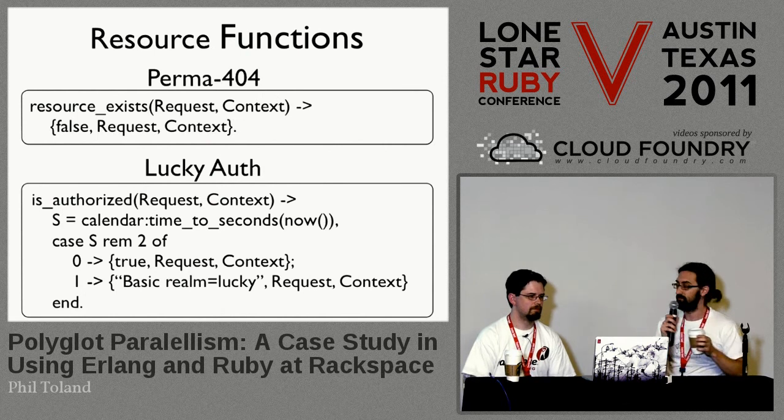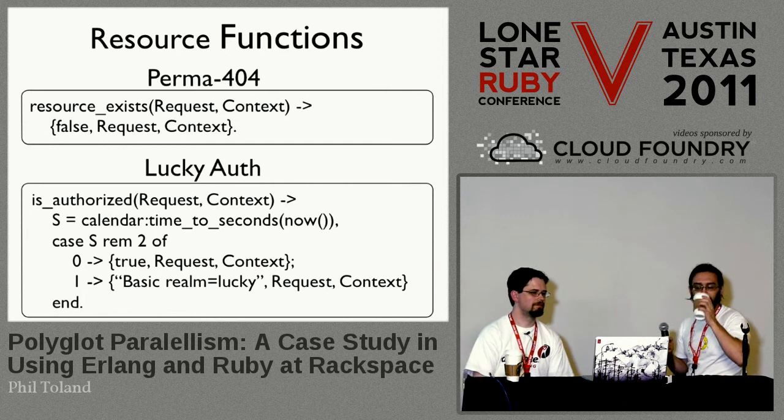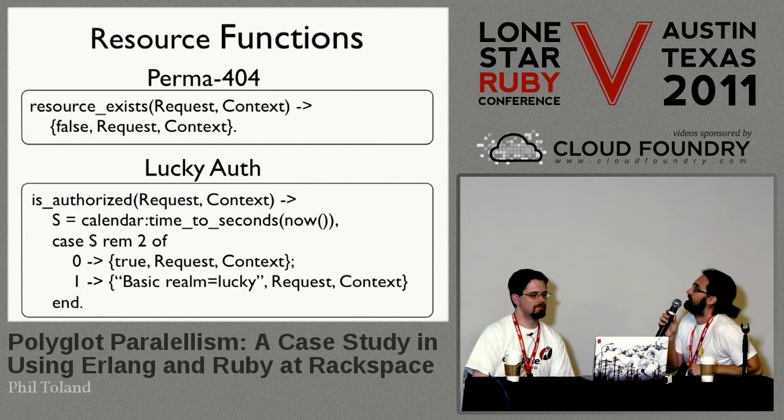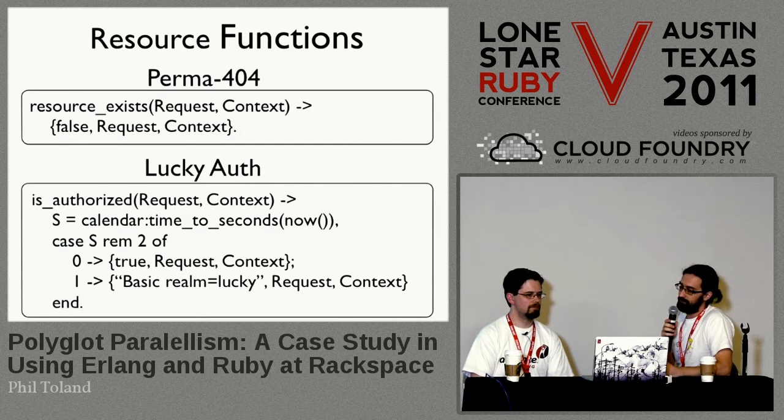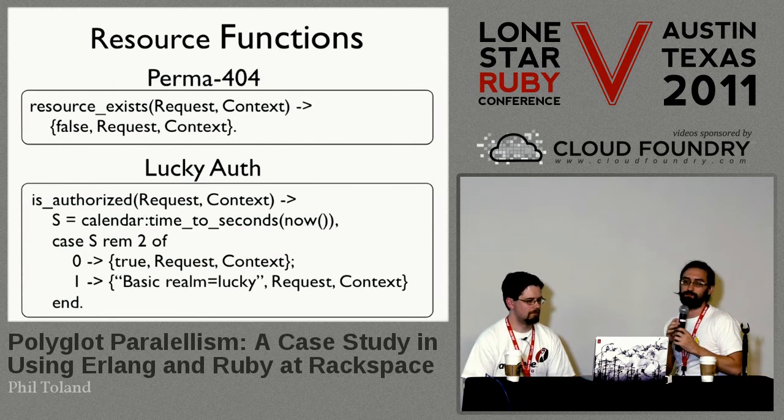So here I've got examples, completely contrived examples of resource functions. You can see at the top there that resource exists function, which is a permanent 404. It's called with the request and the context. The request is the request data, much like a Rack request, and the context is just like a bag of information. Functions can put stuff into it or pull stuff out, and you can use that to carry state from one function call to the next. In this case it just returns false. That's the response, right? So resource exists, false, no, 404.